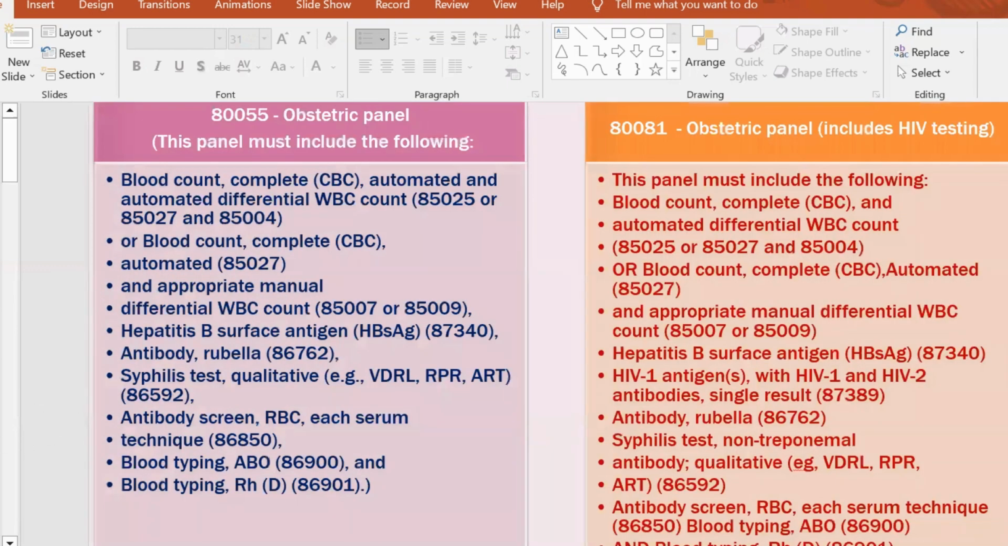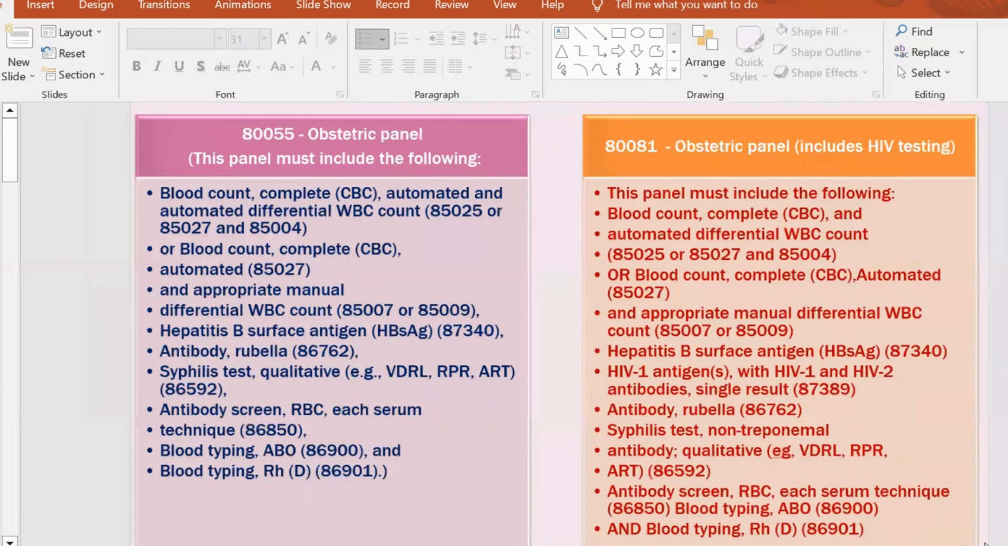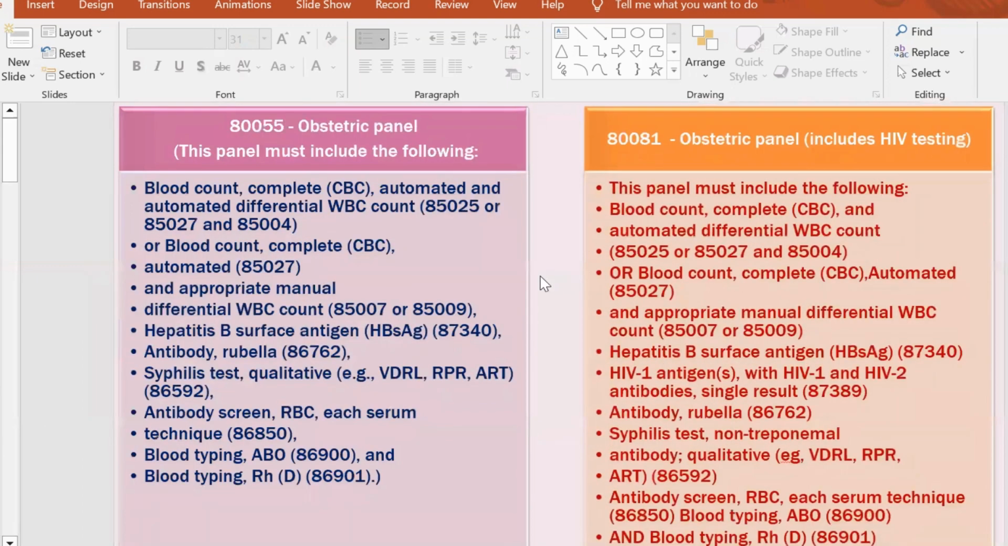Now, the OB panel. We can see two differences: the OB panel 80,055 and 80,081. The difference is the HIV test. 80,055 does not have the HIV test, whereas the 80,081 OB panel includes HIV testing.